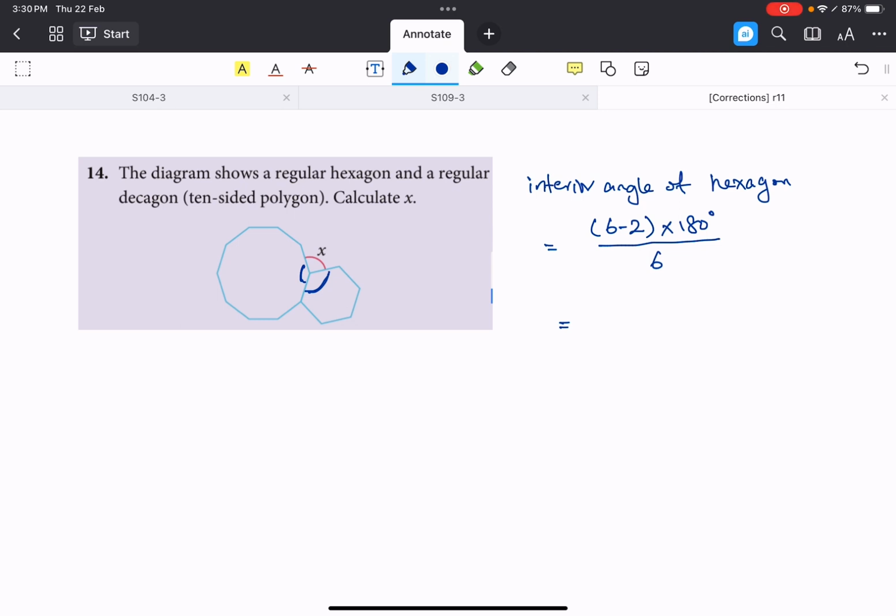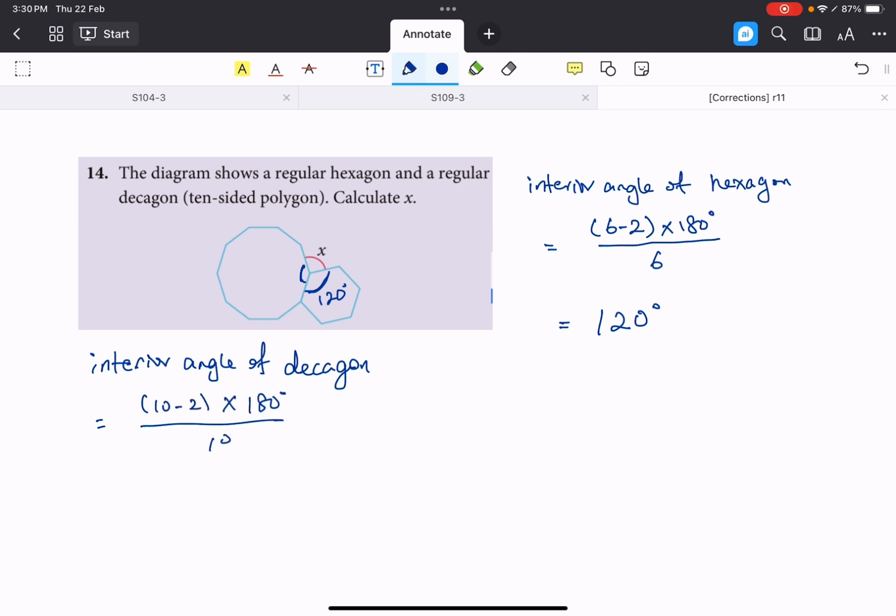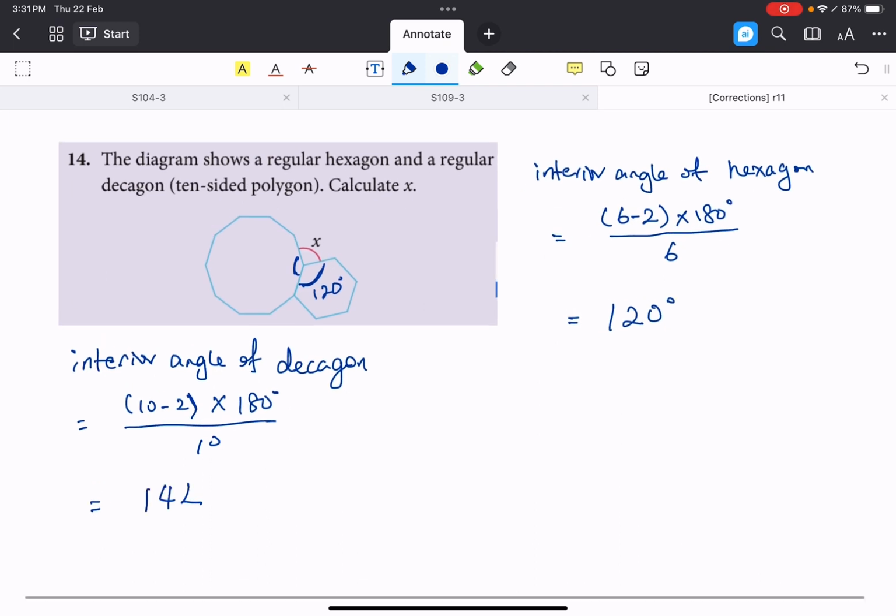So let's work that out. 4 times 180 divided by 6. So it is 120 degrees, right? So this is actually 120 degrees. Now the other one, interior angle of decagon, right? This will be (10 minus 2) times 180 degrees over 10, right? There are 10 of them. So you work this one out. 8 times 180 divided by 10 is 144 degrees. So this is 144 degrees.